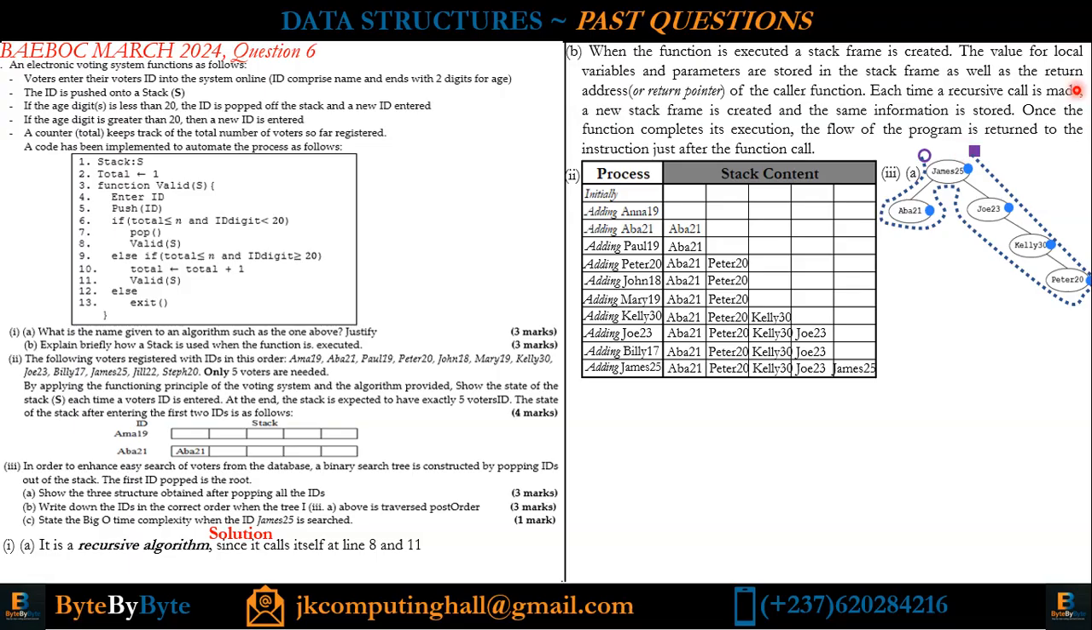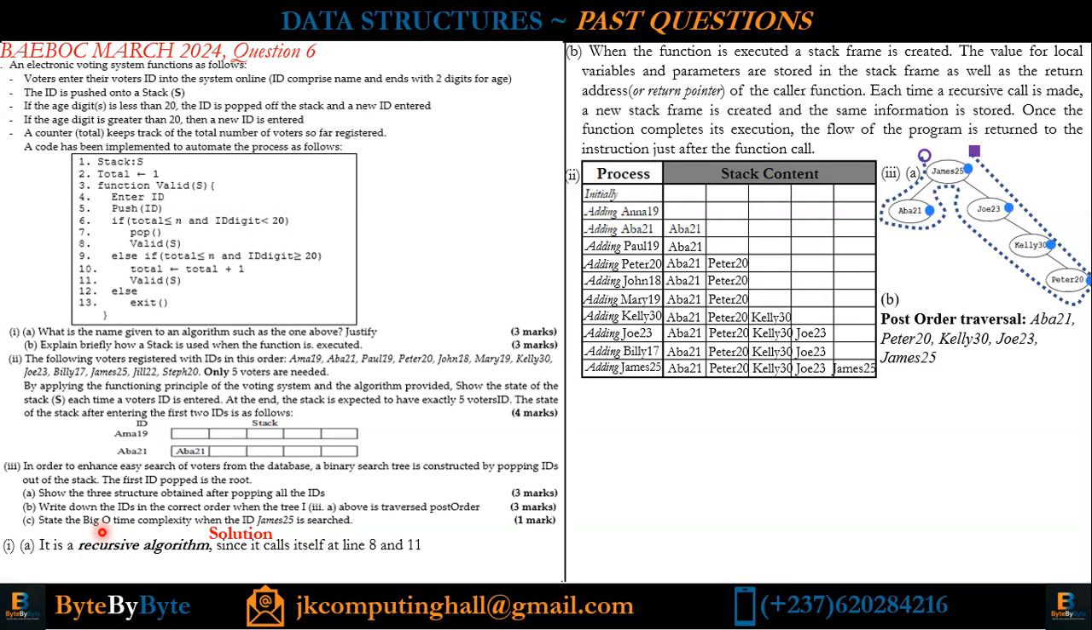So if I want to do the post order of this tree, I'm going to have Abba, Peter, Kelly, Joe, James. So the post order traversal is Abba, Peter, Kelly, Joe, James.